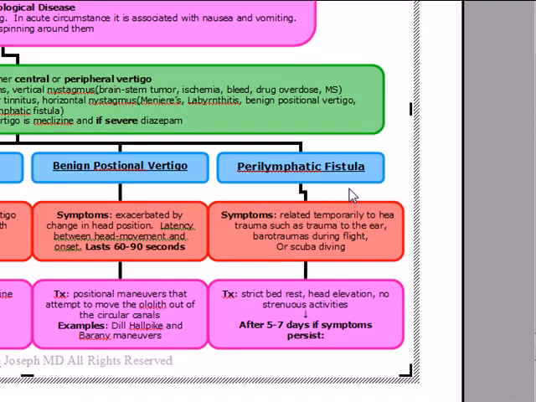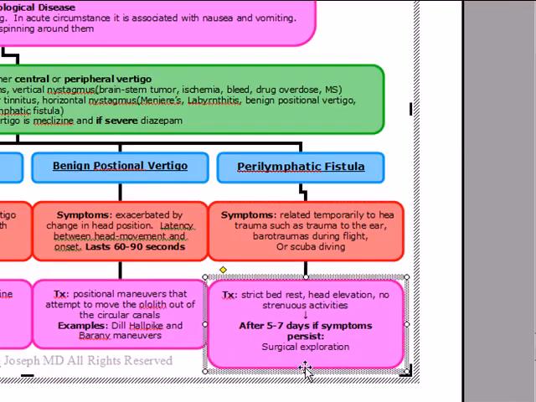Perilymphatic fistula. This is going to be related to head trauma, such as trauma to the ear, barotrauma during flight, or scuba diving. Our treatment is going to be strict bed rest, head elevation, no strenuous activities, and if after 5 to 7 days symptoms persist, surgical exploration.